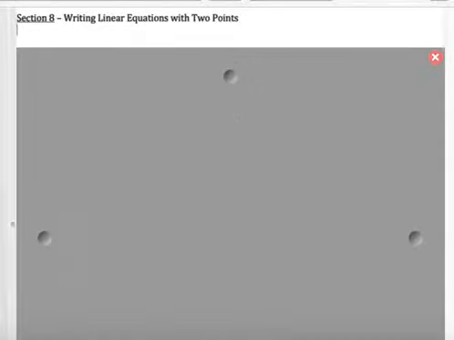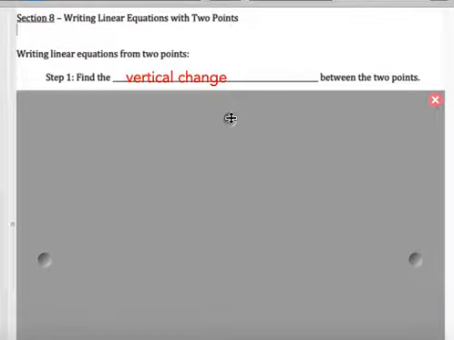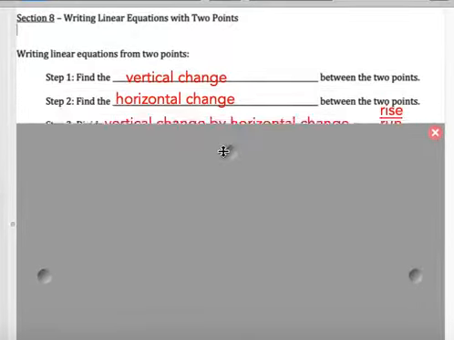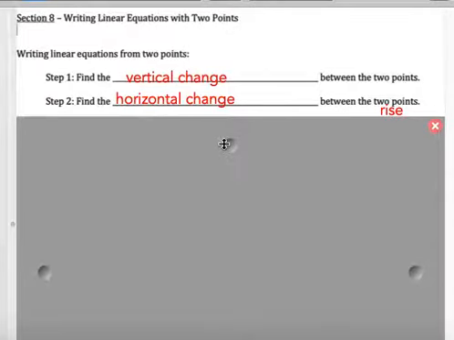All right, so this would be section 8, writing linear equations with 2 points. To write a linear equation, we need to address and find the vertical change between the 2 points. Step 2, we would need to find the horizontal change between the 2 points.